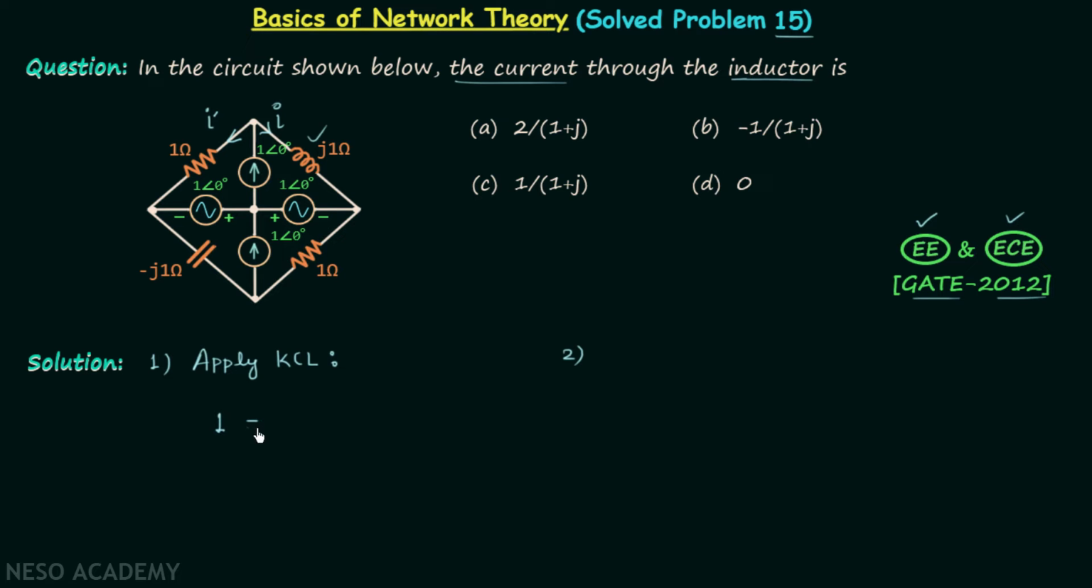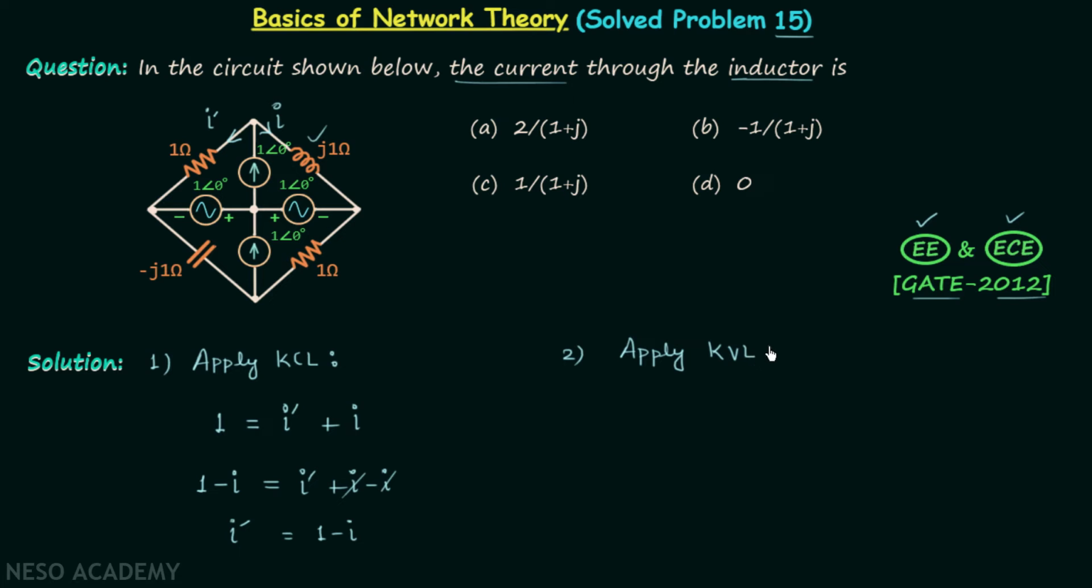So 1 will be equal to I prime plus I, and we want I prime, therefore we will subtract I on the LHS and also on the RHS, and therefore we will have 1 minus I equal to I prime plus I minus I. So finally we are getting current I prime equal to 1 minus I. Now we know the current through our 1 ohm resistor, and it's time to apply the next law, which is KVL.